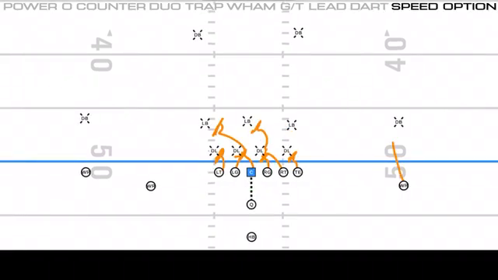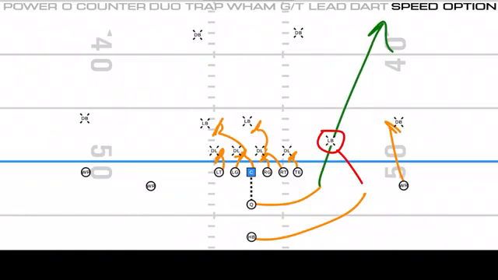Finally, the speed option. The quarterback and running back sprint together toward the edge. The QB reads the outside defender. If he attacks the quarterback, pitch to the back. If he attacks the back, keep it yourself. It's simple, fast, and forces the defense into a lose-lose decision.